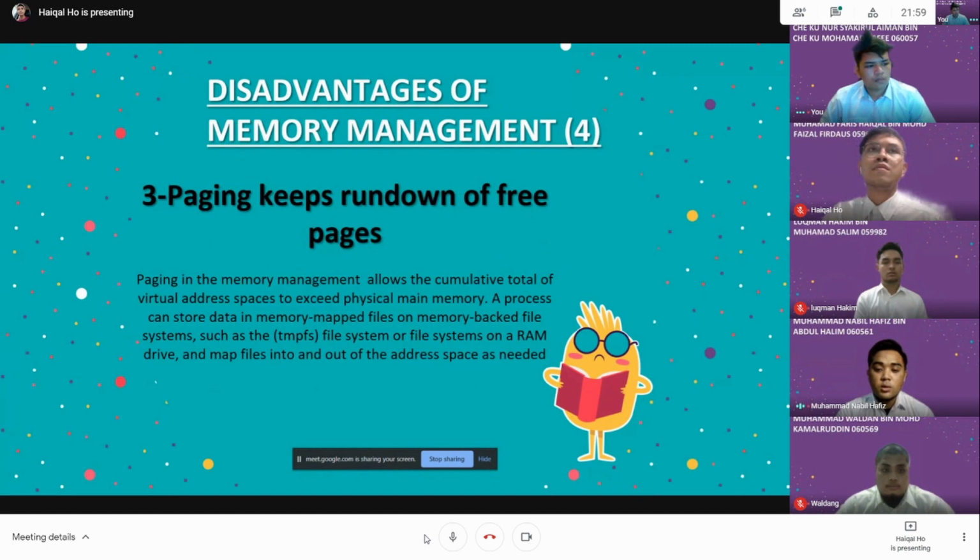Paging in memory management allows the cumulative total of virtual address space to exceed physical main memory. A process can store data in memory-mapped files on a memory-backed file system, such as temporary file storage or a file system on a RAM drive, and map files into and out of the address space as needed.